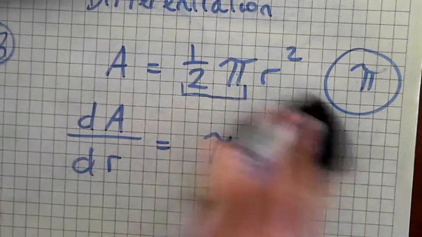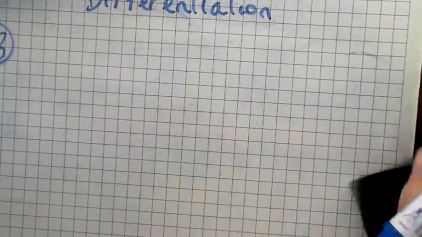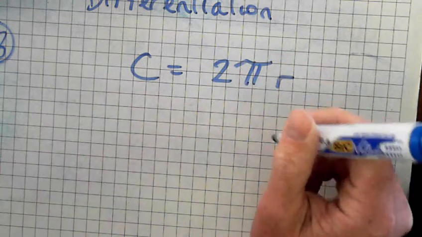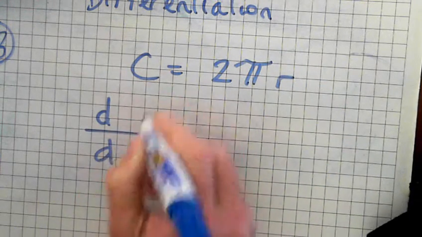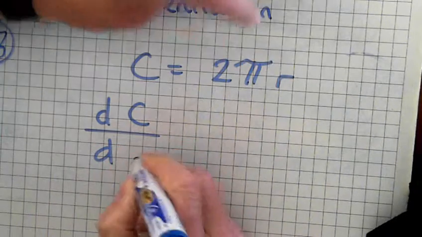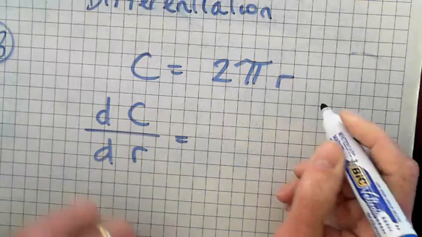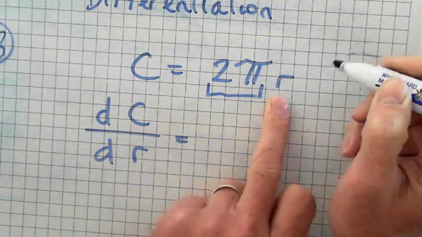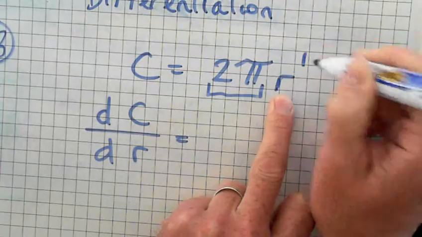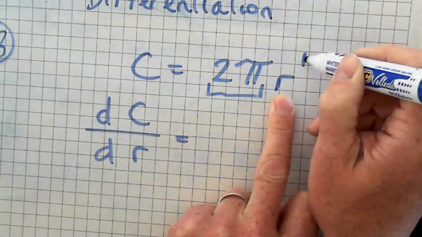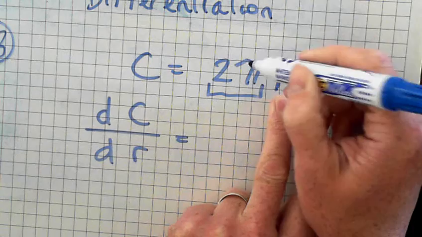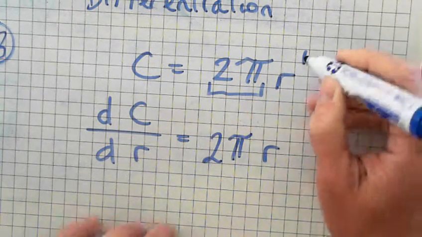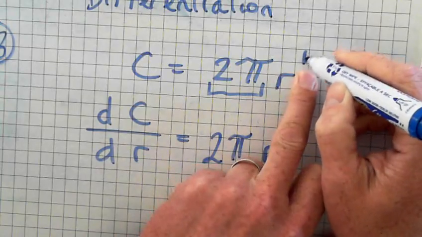Right, another one. C is equal to 2 pi r. So C goes on the left, r goes on the right. Okay, so this is the number in front of r. So r to the power of 1, isn't it? So first thing we do is 1 times 2 pi is, write down the r.